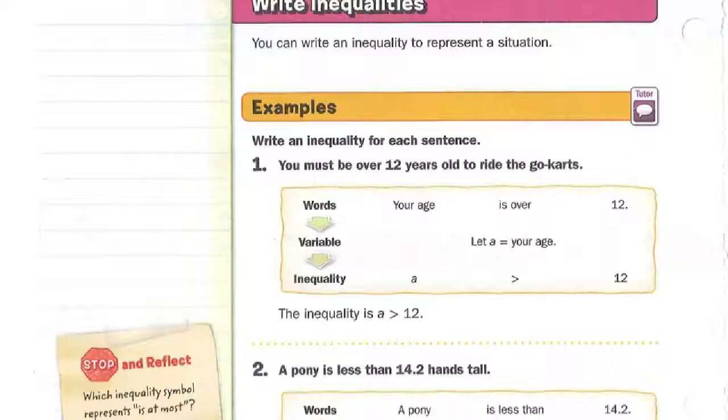You can write an inequality to represent a situation. It's just like what we did in Unit 4, where we wrote equations using variables. Now we'll be doing inequalities. So you read it first. You must be over 12 years old to ride the go-karts. The key words are over and 12 years old. So we take our words and make a variable, and then we do an inequality. We write the words, your age is over 12. Pick a variable to describe the age. So A is going to be age. Over is greater than. So we say A is greater than 12. Our inequality looks like that. Pretty easy, right?